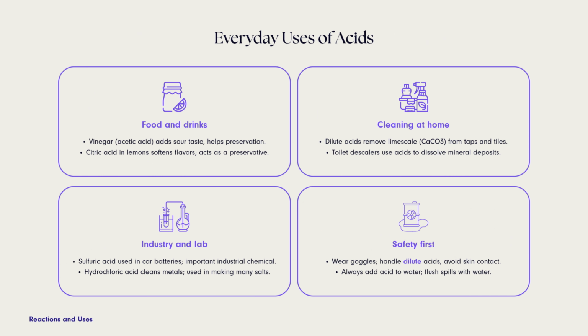Some everyday uses of acids. Acids are used in food and drink. For example, vinegar adds sour taste and helps in preservation. It contains acetic acid. Citric acid in lemon softens flavor and acts as a preservative. Cleaning at home, industry and lab, and safety first. Always remember, wear goggles, handle dilute acids, and avoid skin contact. Always add acid to water, flush spills with water.